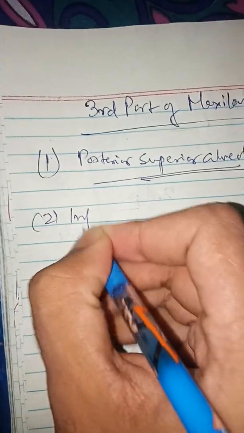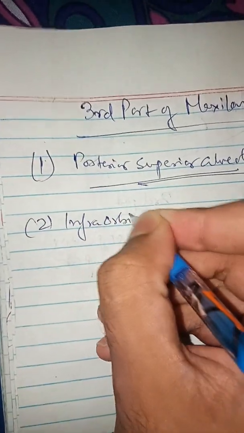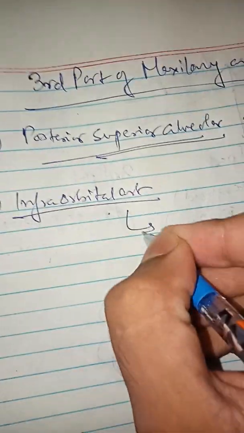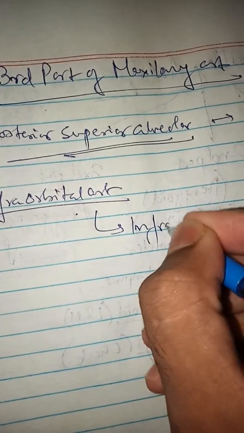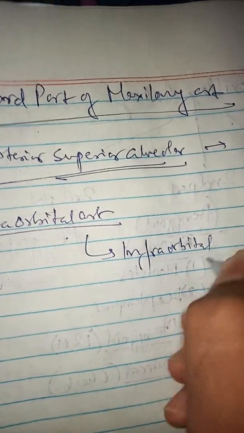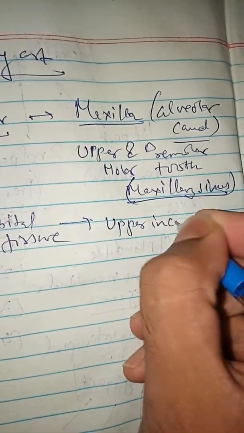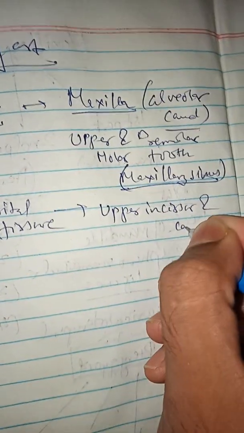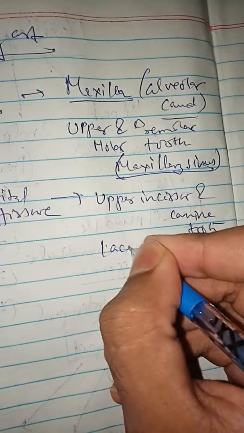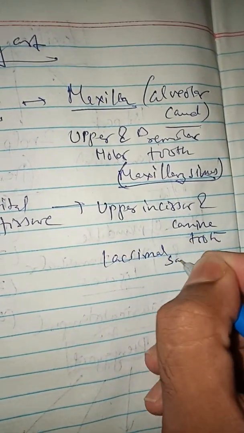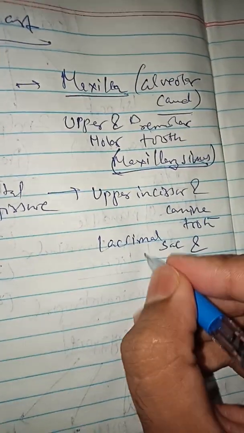Second is the infraorbital artery. This infraorbital artery goes through the inferior orbital fissure and gives the blood supply to the upper incisor and canine tooth, along with the lacrimal sac and lower orbital muscles.